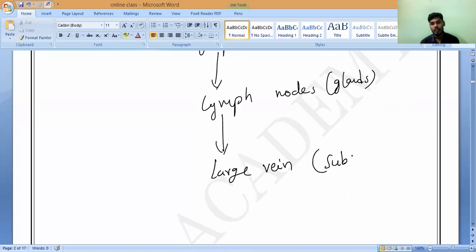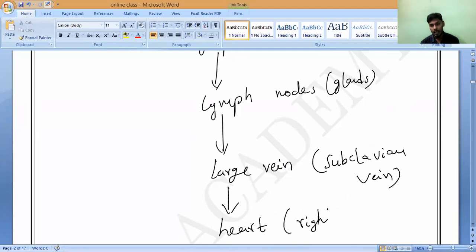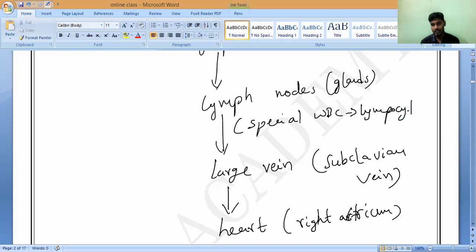The subclavian vein. And this large subclavian vein is directly connected to the heart, to which part? The right atrium. So here, these lymph nodes contain a special kind of cells called lymphocytes.